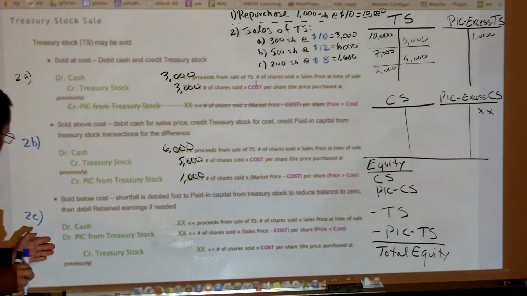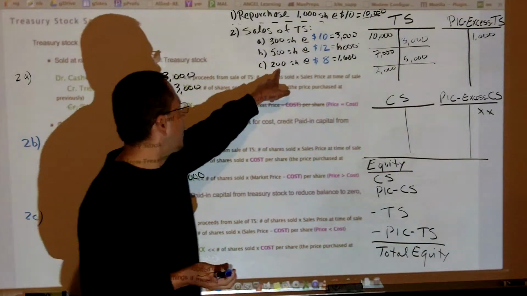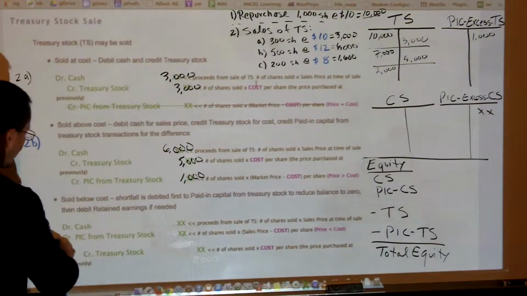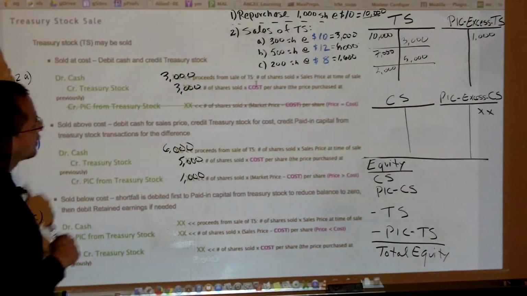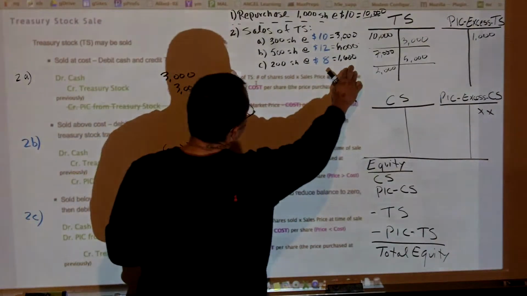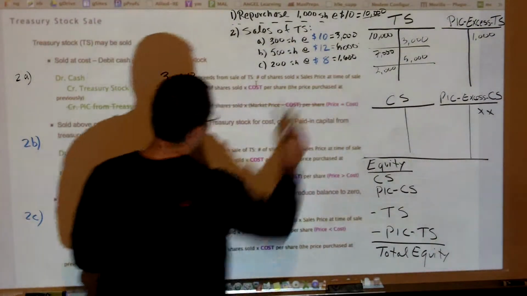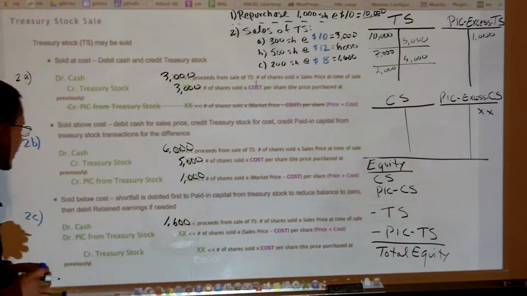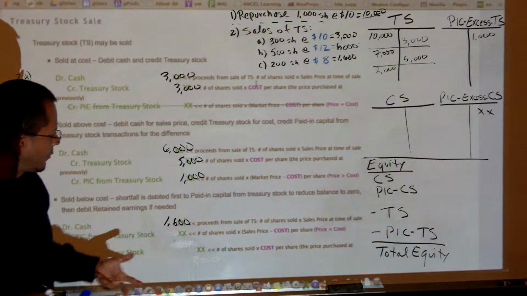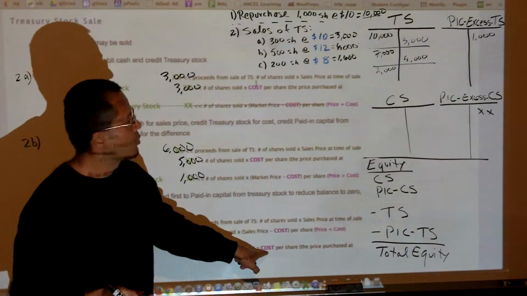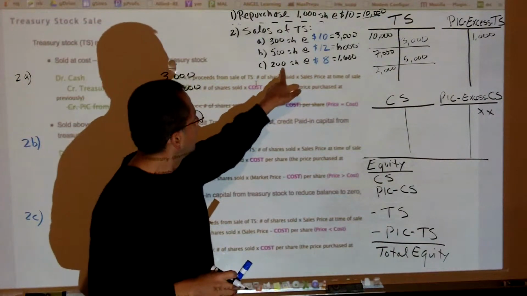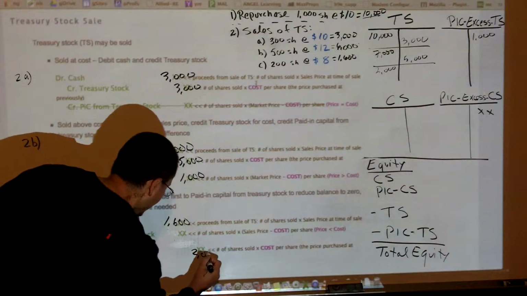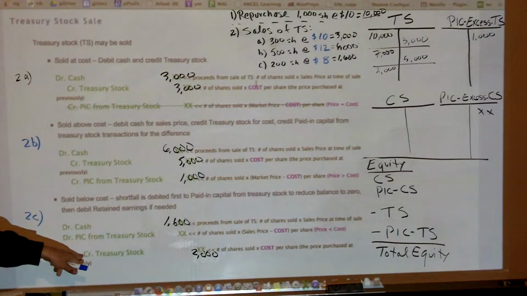The last one here is 2C, which is 200 shares. That's what remains, at $8. So that's below cost. And so in that case, we're still going to book a debit to cash for the amount that we're going to be receiving. 200 shares times $8 is the price, $1,600. So we're going to have cash at $1,600. The treasury stock account, as I said before, is the number of shares always relieved at cost. So that cost is 10. 200 times 10 would give us a total of $2,000. So that will be how much is credited for the treasury stock account.